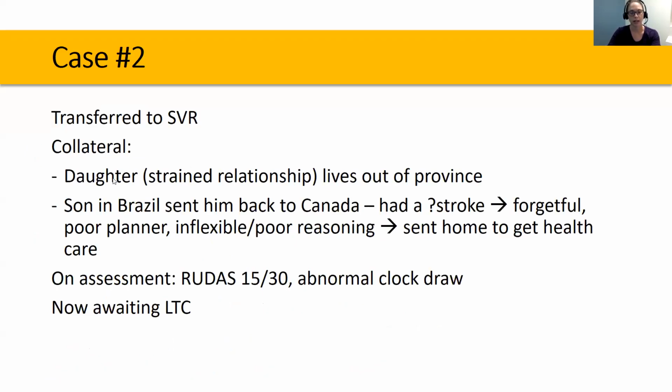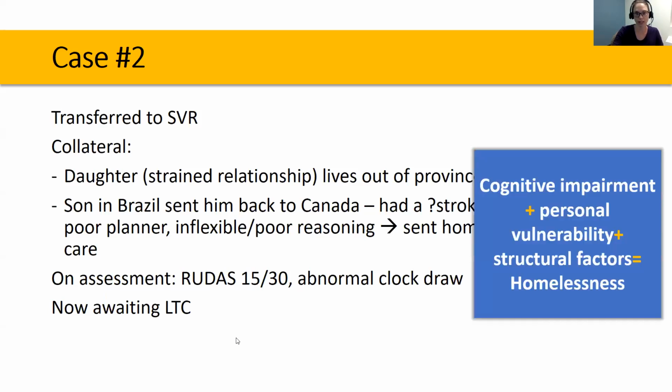When I see him, I am eventually able to be in contact with a daughter who he had been reunited with upon going to the shelter. They have a strained relationship, so she wasn't quite involved in dad's care, but putting together the pieces, while with the son in Brazil, there had been a stroke. After the stroke, he becomes more forgetful, a poor planner, inflexible with poor reasoning, and he is sent back to Canada to get the health care that he needs and lands within the shelter system. He is in the shelter system for 8 months prior to being transferred to Scarborough Village. When I see him, RUDAS is 15 out of 30, he has an abnormal clock draw, and he is now on the list for long-term care.